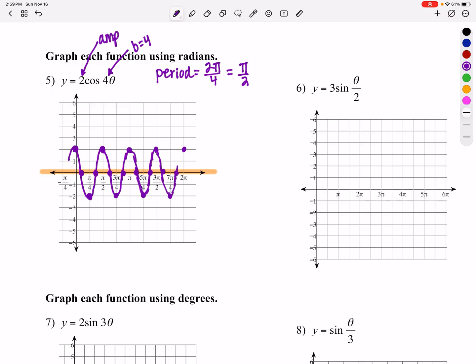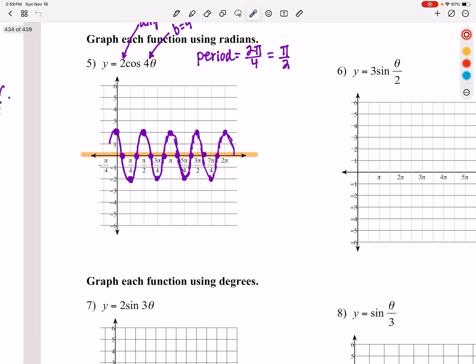So there's a couple of different dilations that are happening here, making it a little bit more challenging to graph in one clean curve. So you could see that I started sketching a little bit, and that's okay if you have to do that too.